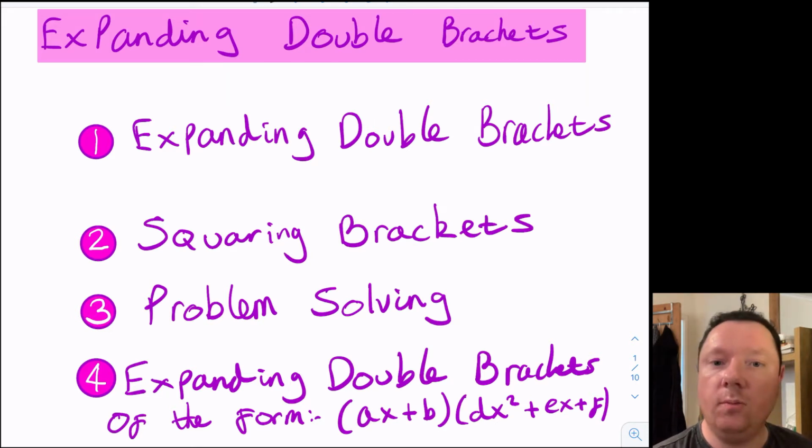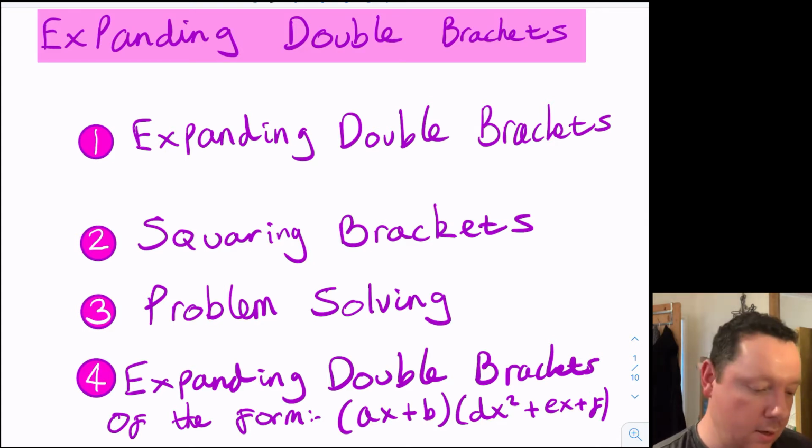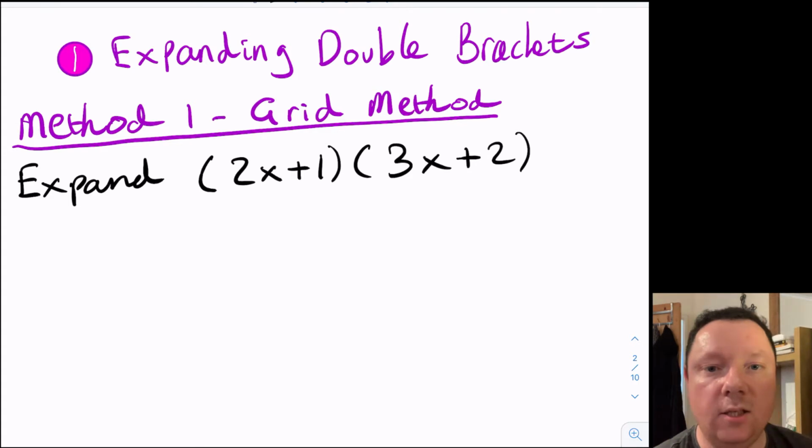Then we'll look at some problem solving question types where, like in the previous video, you had to look at things like if it was area and brackets, how you could combine the two things together, area and algebra. Then the last thing is we'll look at expanding double brackets, but not in the standard form. Things like where there's two things in the first bracket, but three things in the next bracket. So, part one, expanding double brackets.